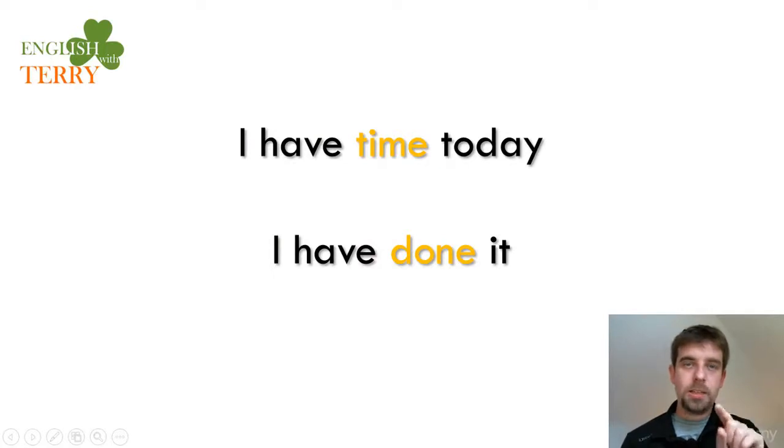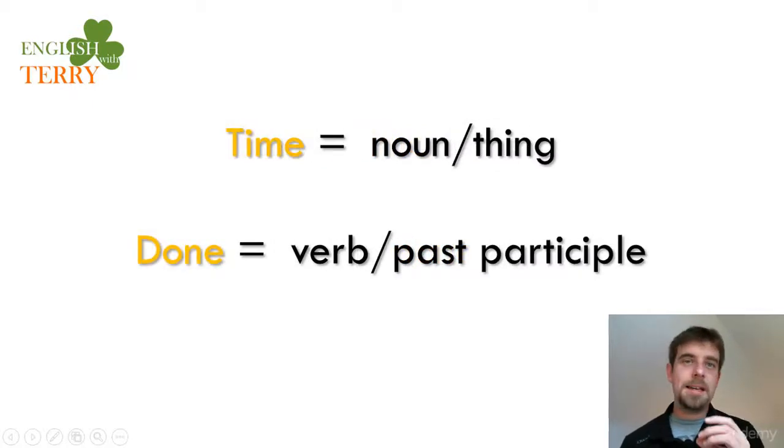Look at these two sentences. I have time today. I have done it. What is the difference between time and done? Pause the video and think. Pause now, think. What kind of word is it? Time and done. Here, time is a noun. It's a thing. It's an object or possession, right? Done is part of a verb, okay?